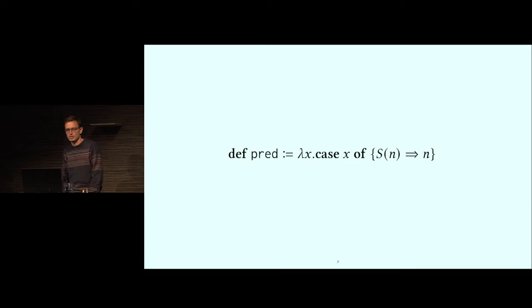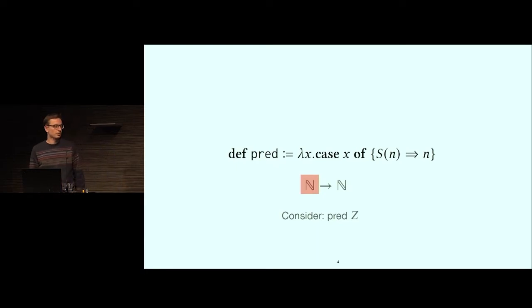Consider the following predecessor function on Peano natural numbers. This predecessor function has no case for 0. And the question is, what type should we give to that function? The obvious choice is natural numbers to natural numbers, but this is of course not sound, because if we apply the predecessor function to 0, the program gets stuck.